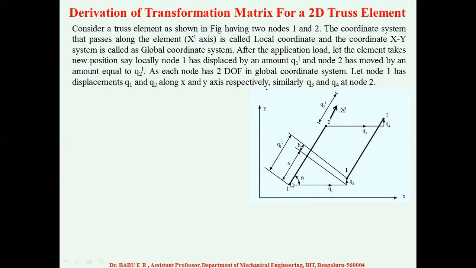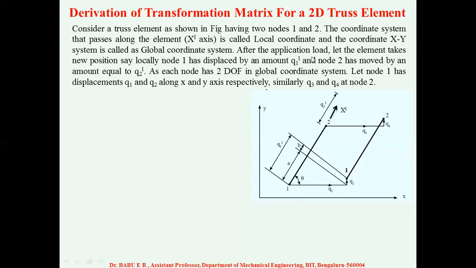So along the element, the axis is represented, that is x dash. This coordinate system, we call it the local coordinate system. And the xy system, we call it the global coordinate system. So the truss element is represented in the local coordinate system as well as the global coordinate system, that is x dash as well as xy.